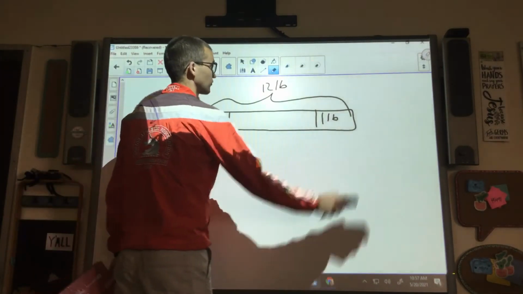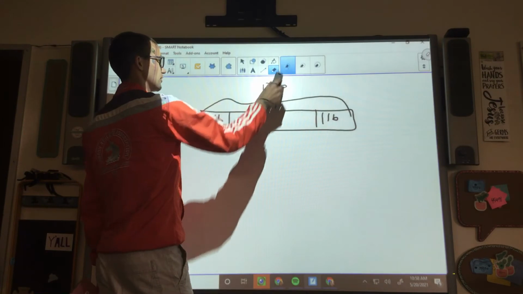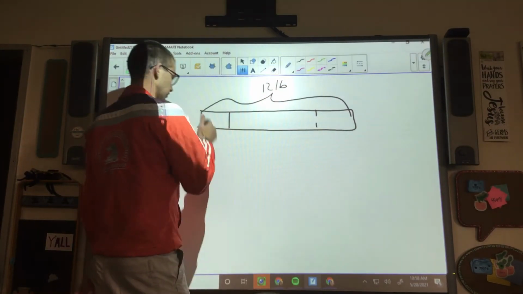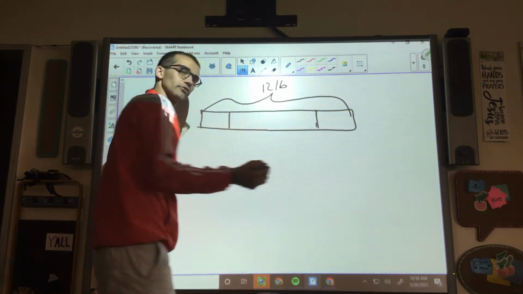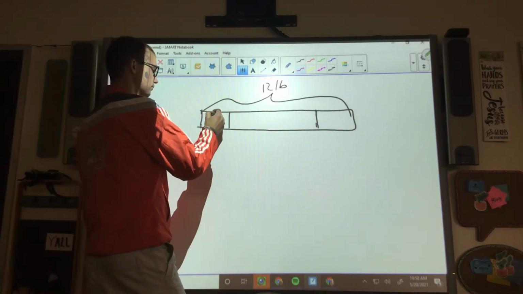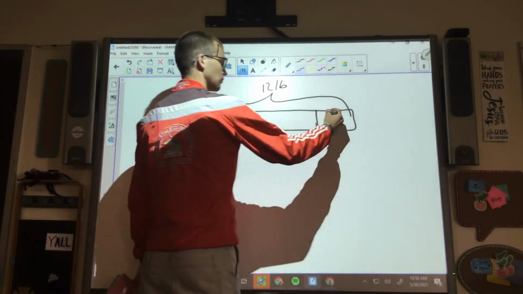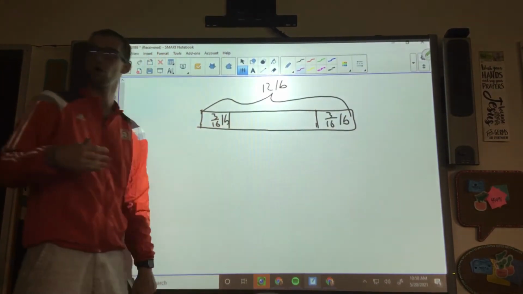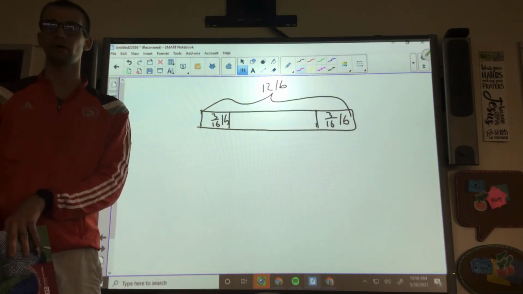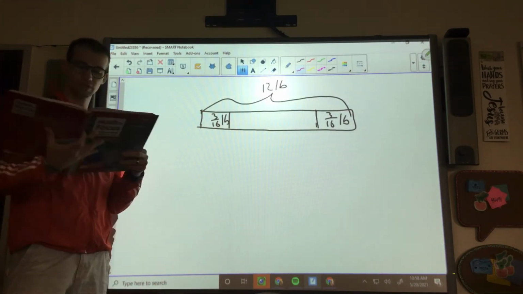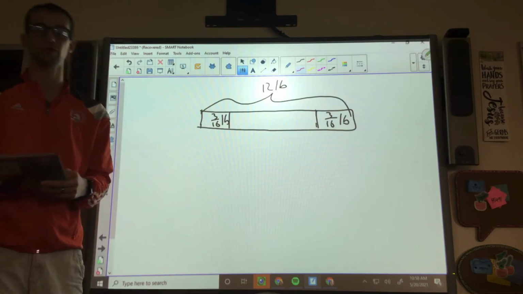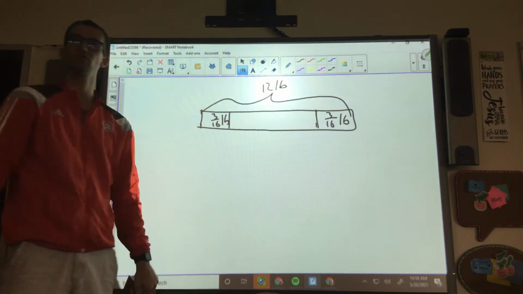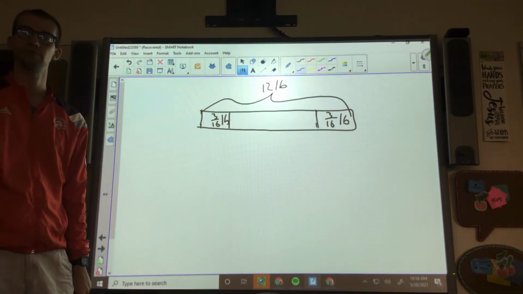Not 3/6, that's not what it said. Okay, so we want to know how many pounds of pasta he has. Sorry, he cooks 3/16 of a pound for each serving. We want to know how many servings they cook. So we have 12 divided into sections of 3/16.